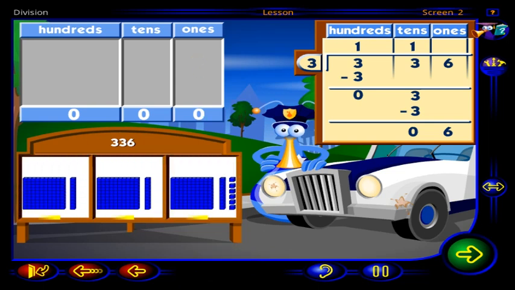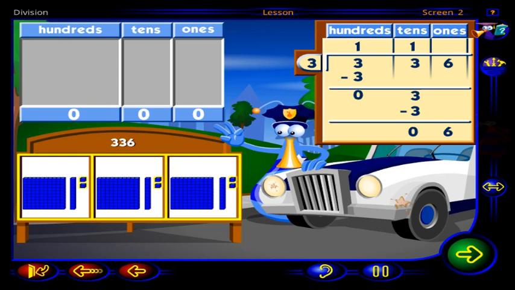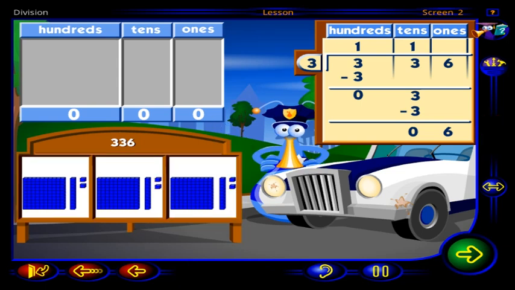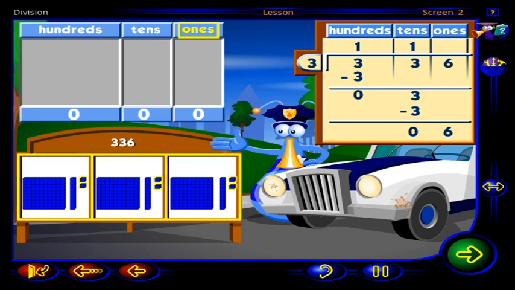You haven't dragged the same number of ones into each group. Try again. That's right. You can put 2 ones in each group. When we divide the 6 ones equally among these 3 groups, each group has 2 ones. And to show this, we write a 2 here in the ones place.